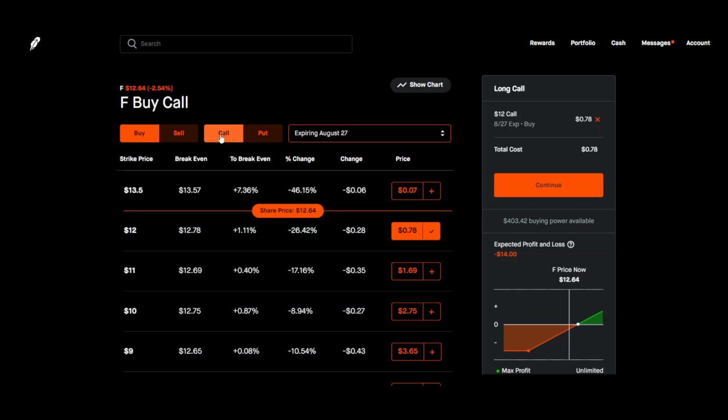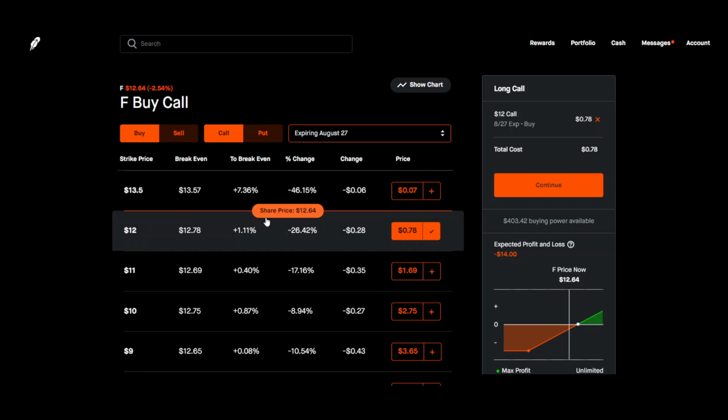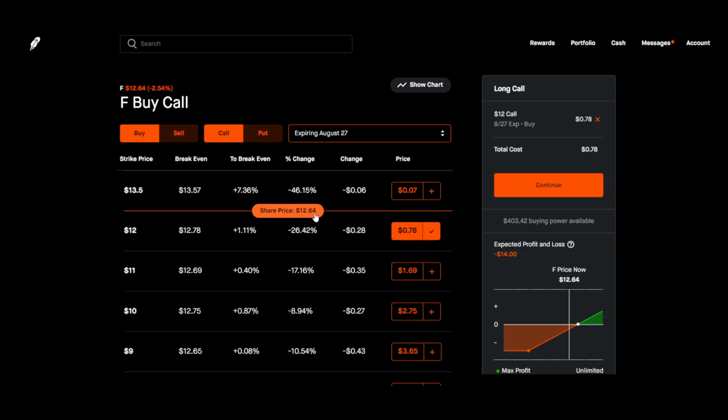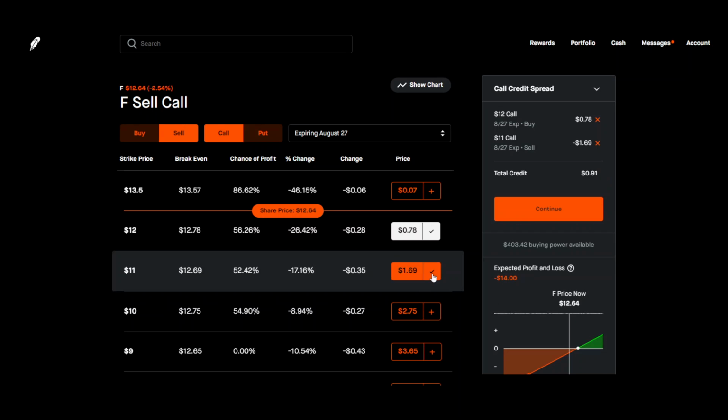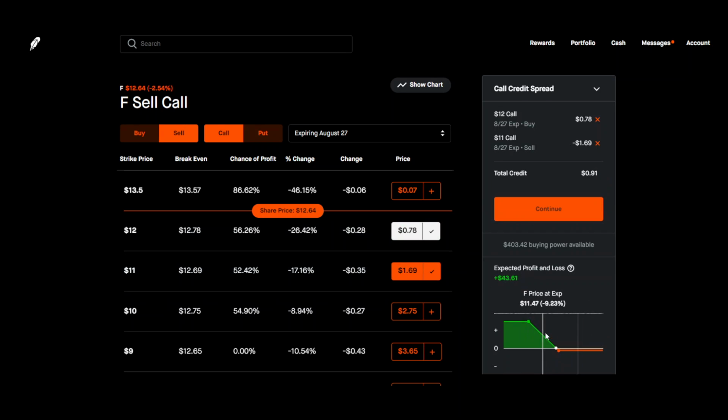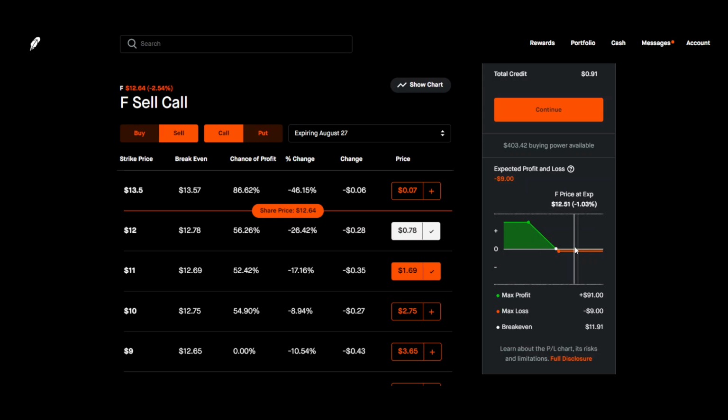So what we're going to do is buy a call in the money right below the share price. So right here, the $12, which is the first one below the share price. And then you're going to sell a call right below that. So this is what you should see. Now you can see the max loss right here is really small. The red line is just under the white line. The expected profit and loss is minus $9 there, and plus $91 here if it drops.